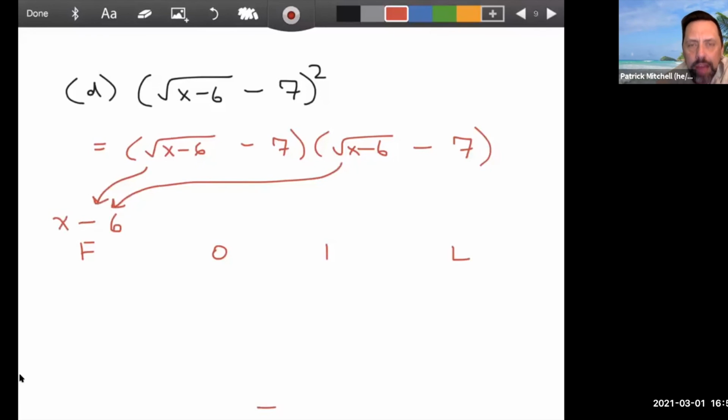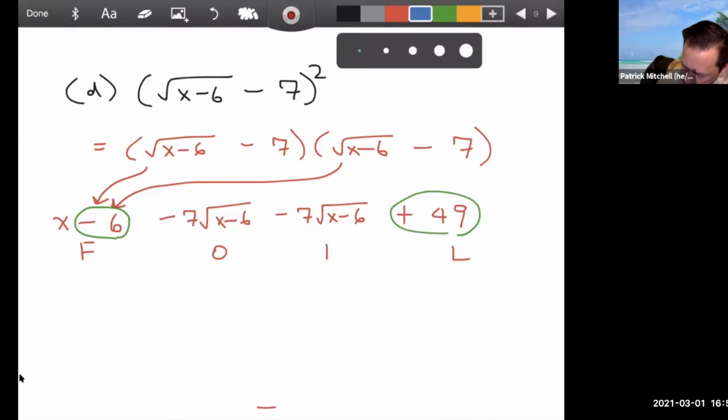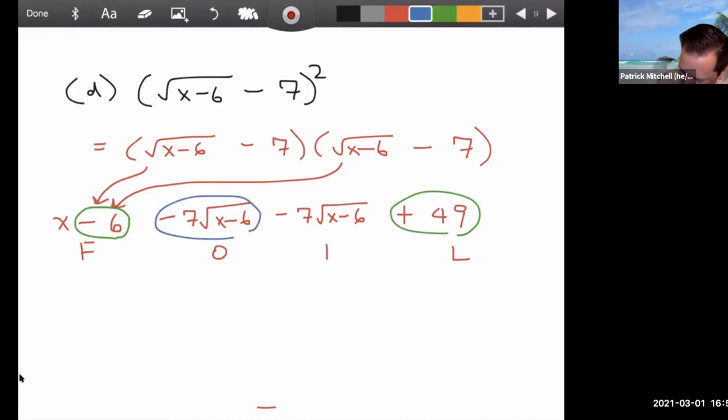Okay. The outer would be minus 7 square root of x minus 6. And the inner would be minus 7 square root of x minus 6. And then last would be negative 7 times negative 7, which is plus 49. All right, so I see 2 different pairs of things we can combine here. I see a negative 6 and a plus 49. And I also see a pair of -7 square root of x minus 6's.